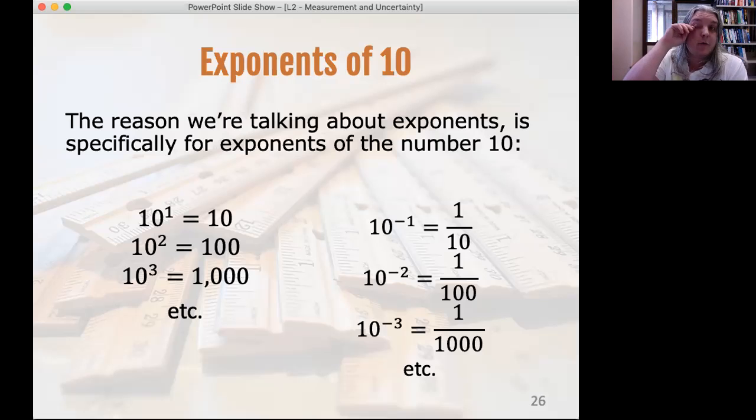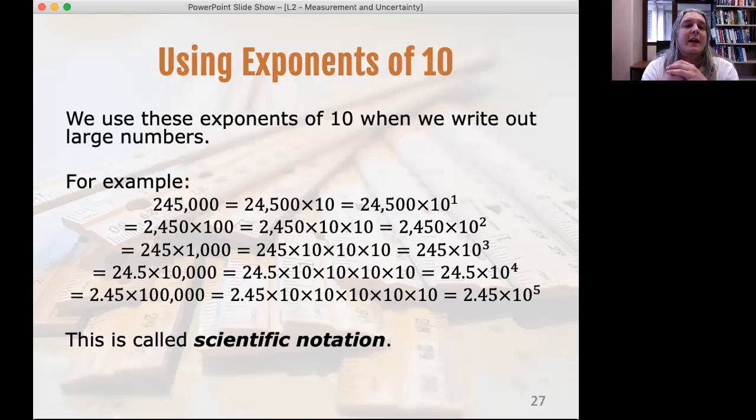10 to the power of negative 1 is 1 over 10, which is 0.1. 10 to the power of negative 2, 1 over 100, which is 0.01, and so on. 10 to the negative 3, 1 over 1,000, 0.001. So exponents of 10 are this very easy to follow pattern. What they allow us to do is write numbers in a much more tidy and organized fashion where we're not likely to make many errors.